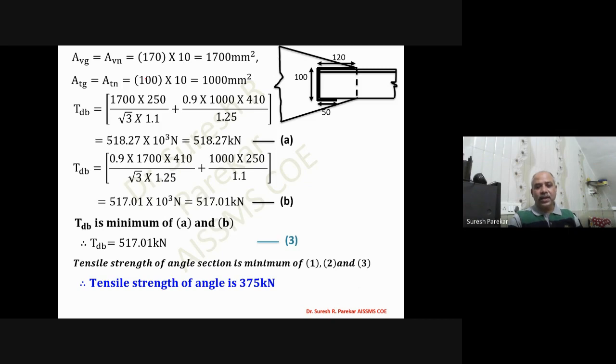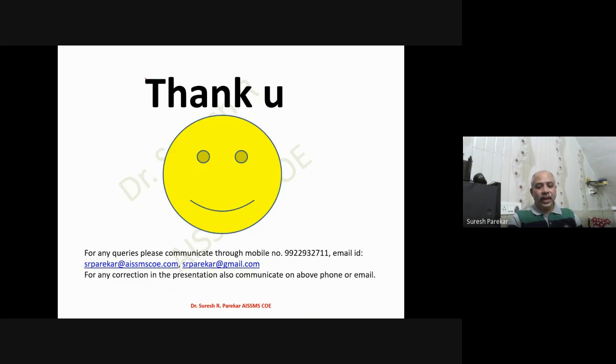I already mentioned that in the case of a welded connection, block shear strength is generally avoided and we take the minimum of the two only. So thank you. This is all about the welded connection for tension member. Thank you.